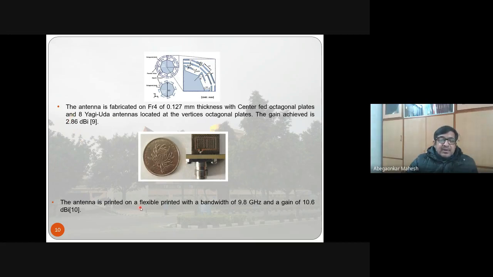Then there's an antenna printed on a flexible substrate with a bandwidth of 9.8 gigahertz and a gain of 10.6 dBi. So there are a couple of designs that I'm presenting, which are already reported.